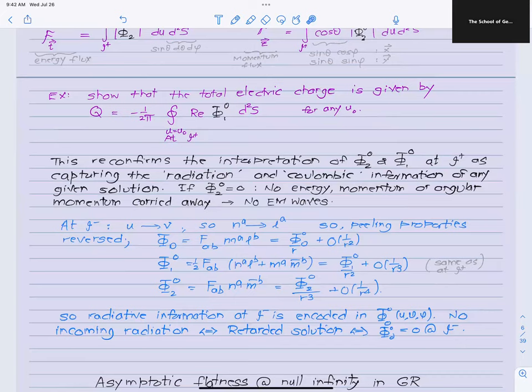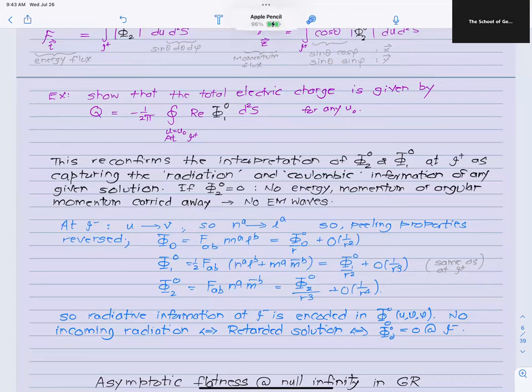You can just use the retarded integrals to find the solution and show that it will be asymptotically flat. All these quantities that I've talked about here, namely phi naught, phi one naught, et cetera, they exist in that case.